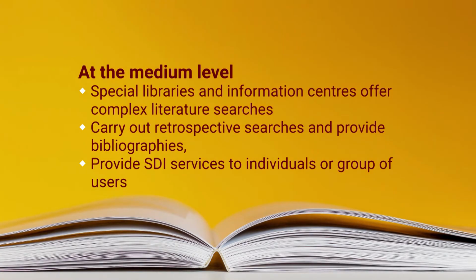At the medium level, a library tries to develop some degree of value addition. So at the medium level, the special libraries and information centers offer complex literature search. Complex literature search is a kind of subject-based query where one has to search various types of documents from various sources, and then produce a bibliography or a report for a person's consumption. So that's how complex literature search works.